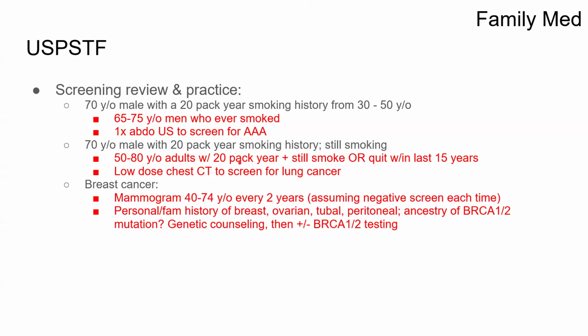Where things get a little different is if there's a personal or a family history of breast or ovarian or tubal or peritoneal cancer, or if there's an ancestry of a confirmed BRCA1 or 2 mutation. If any of those features are positive, then the first thing that you do is actually genetic counseling. You might be tempted to immediately go to BRCA1 or BRCA2 testing, but the USPSTF suggestions are to start with genetic counseling first.